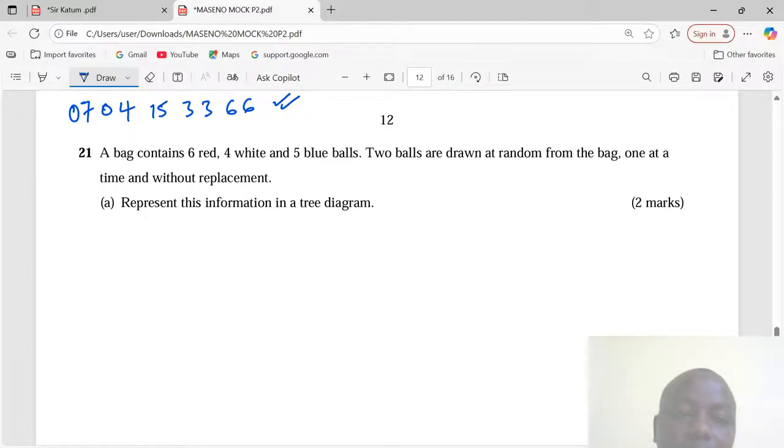A bag contains 6 red, 4 white, and 5 blue balls. 2 balls are drawn at random from the bag, one at a time without replacement. Part A. Represent this information in a tree diagram. So we're supposed to come up with a tree diagram whereby we just analyze this information. I'm checking what you are doing here.